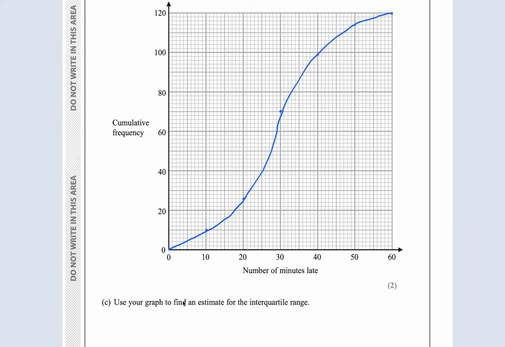So use your graph to find an estimate for the interquartile range. Now once I have the graph, I get my 2 quartiles. So there's 120 people. A quarter of 120 is 30. So I go to 30 here, go across, and go down. That looks like something around 23. So that would be 23 for Q1. And then I go to 3/4 of 120, which would be 90. Go to 90. Then go down.